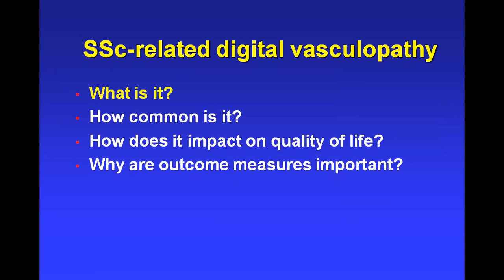So I'm going to run through the different points on this slide. My talk focuses on systemic sclerosis digital vasculopathy, the subject of this special interest group. What is digital vasculopathy? How common is it? How does it impact on quality of life? And why are outcome measures so important?